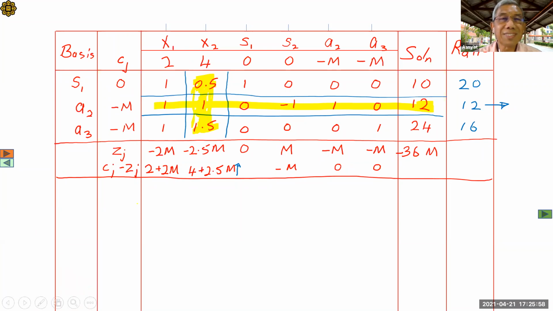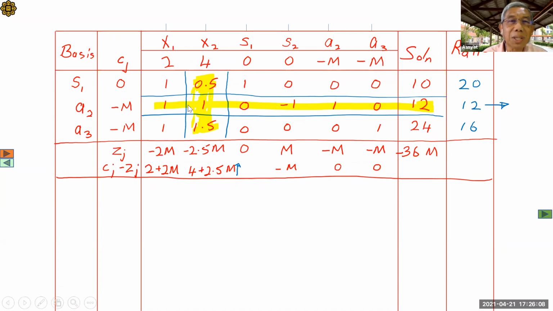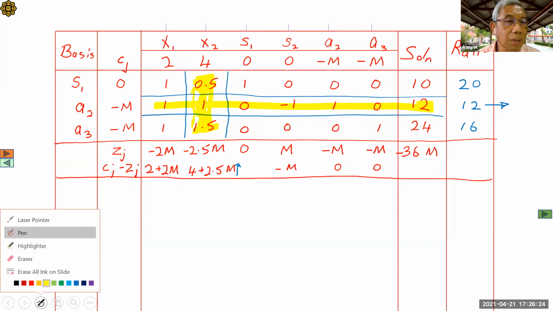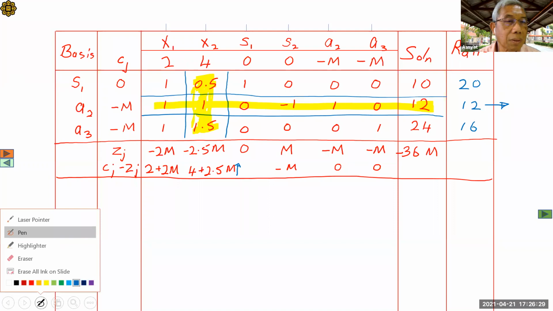Then what? Find the pivot. What is the number at the intersection of the pivot column and pivot row? 1. What does this represent? Pivot number, or pivot element. This is the pivot number.